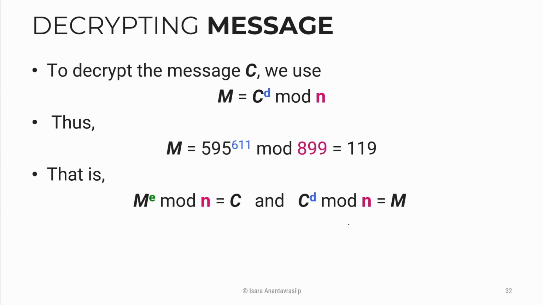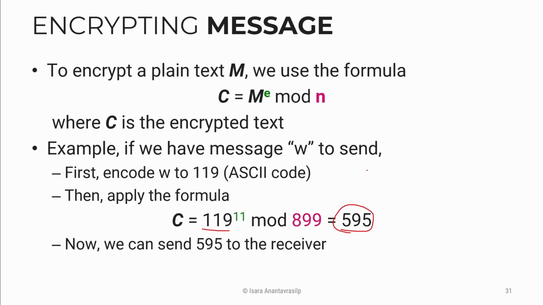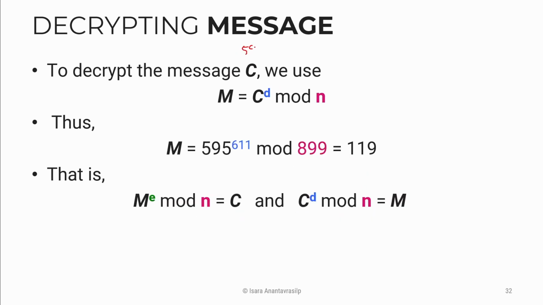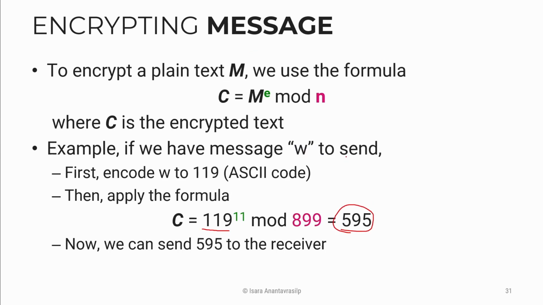When the receiver wants to decrypt the message, remember that this is your 595 right here. He's going to apply this formula to the message C, which is C to the power of D mod N, your modulus. That's going to come back to the original message. Let's have a look at this. We have 595 to the power of 611 mod 899 equals 119. That is our original message right here.